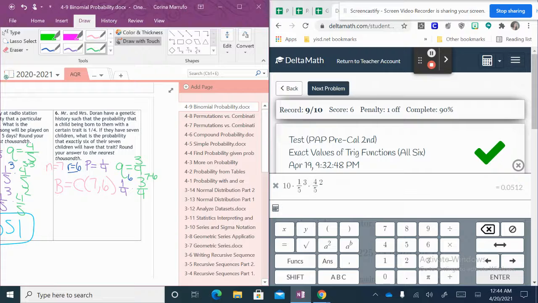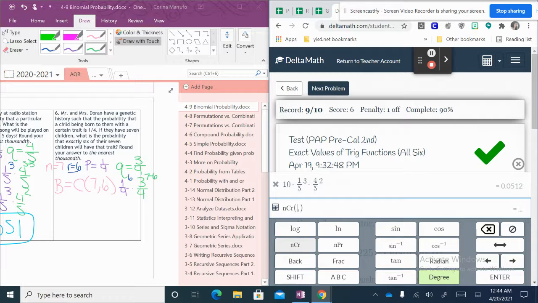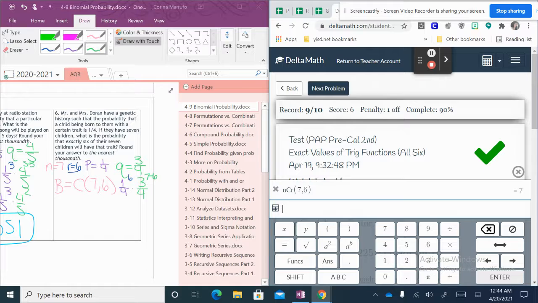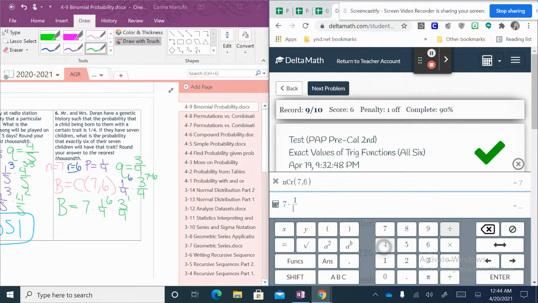Okay, so I'm going to go ahead and put the 7, 6 in my calculator. So 7 and 6. Enter, that gives me 7. So b equals 7 times 1/4 to the 6th power times 3/4 to the 7 minus 6 is going to give us 1. So I put that in my calculator exactly the way I see it. So 1/4 to the 6th power times 3/4 to the power of 1. We hit enter.